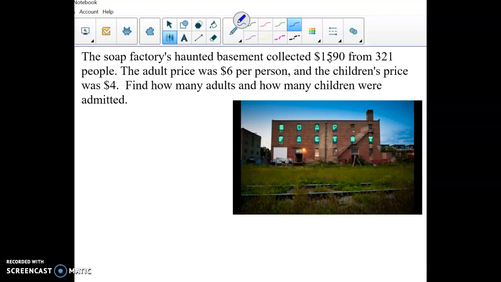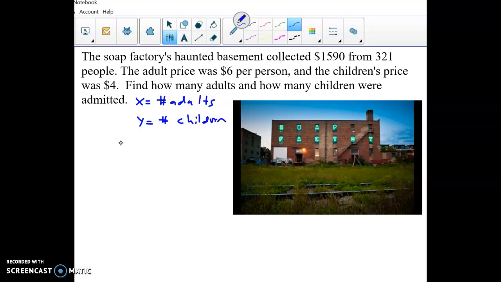So they made a bunch of money and they had 321 people. The adults were $6, children's, I don't know why they have children's at this thing. I hear it's terrifying, but in this fictitious example, we have children's price of $4. So how many adults and children were admitted? All right, so that's our first step, is our variables. x is like the number of adults or the number of children, however you want to do it. We'll just say adults, and then y is going to be the number of children.